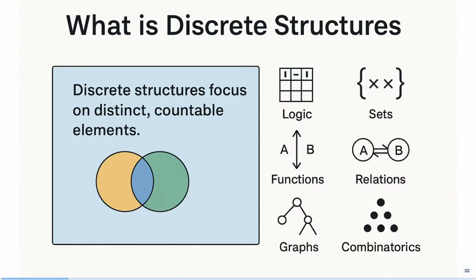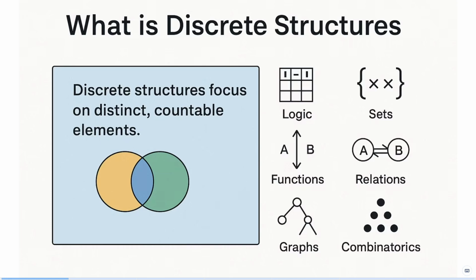In this project, we're talking about discrete structures, a foundational area of mathematics used in computer science. Unlike calculus, which deals with continuous change, discrete structure focuses on distinct countable elements. These include things like logic, sets, functions, relations, graphs, trees, and combinatorics. They allow us to model and solve real-world problems by breaking them down into manageable, logical components.